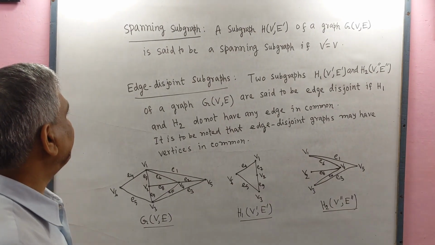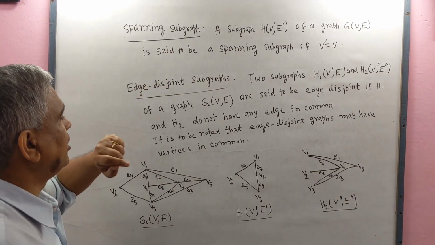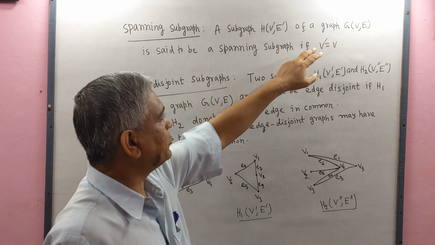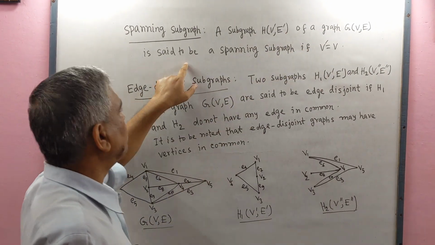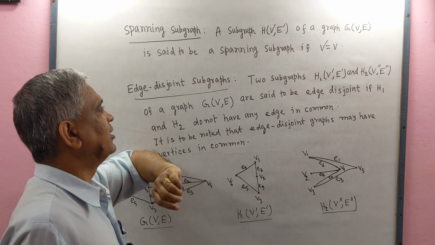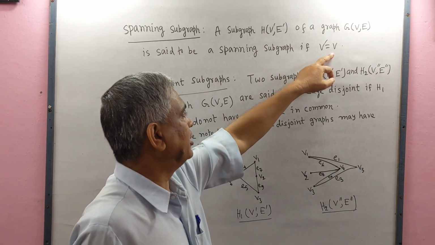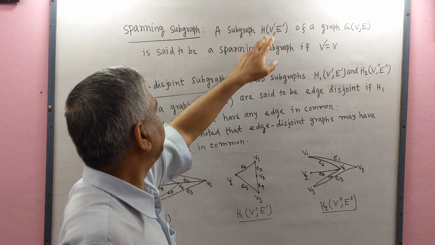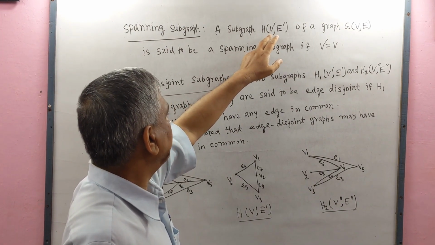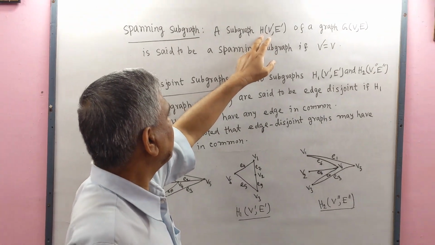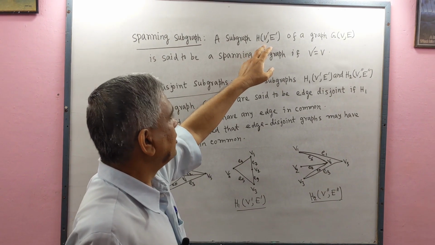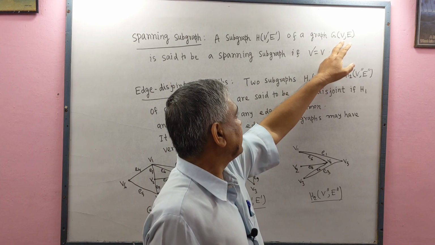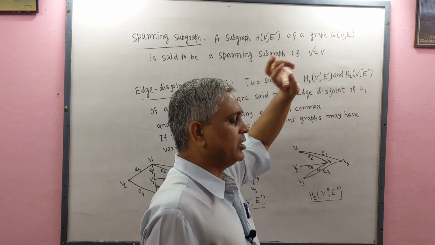Now we define spanning subgraph. A subgraph H(V', E') of a graph G(V, E) is said to be a spanning subgraph if V' equals V. That means in the subgraph H, the vertex set is equal to the vertex set of the original graph G.